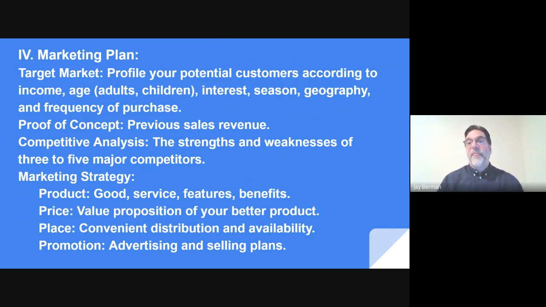Marketing strategy is the famous 4 Ps in marketing: product, price, place, and promotion. So your product here, you want to describe what is your good and service, particularly the features and the benefits.